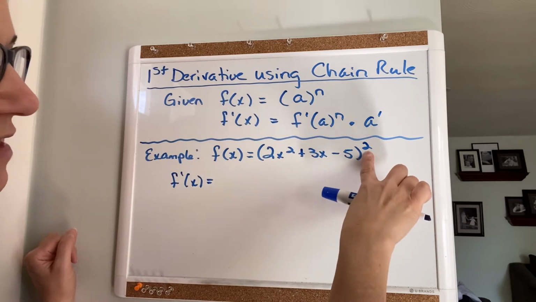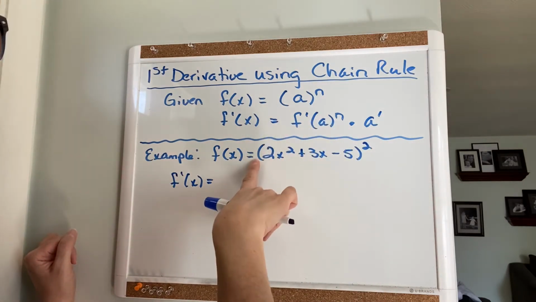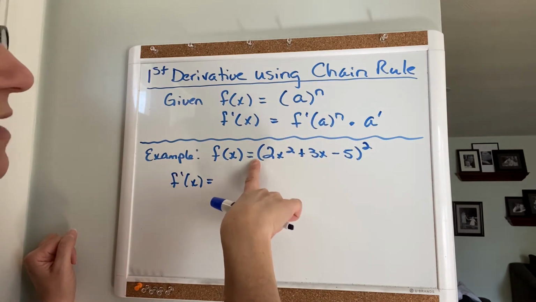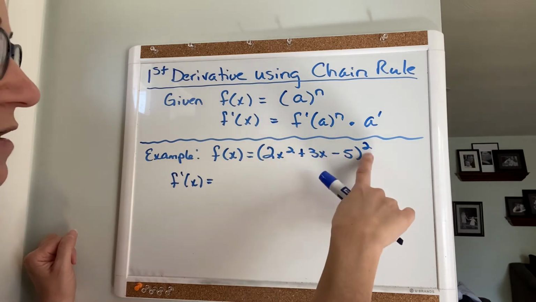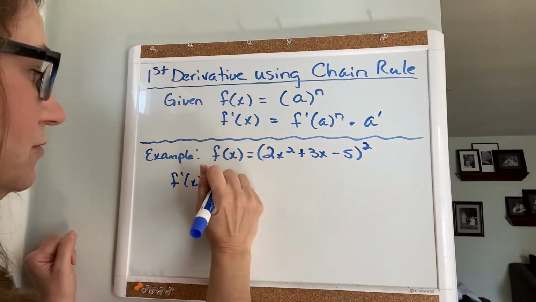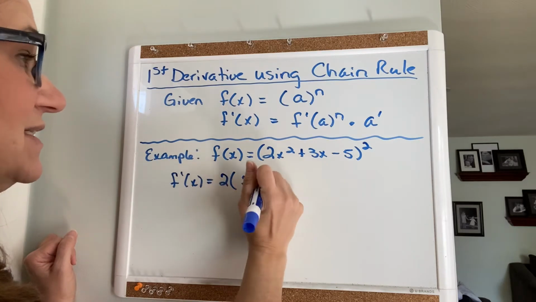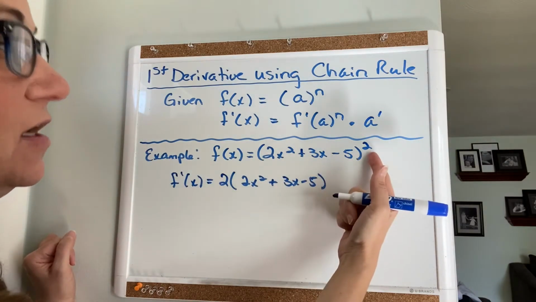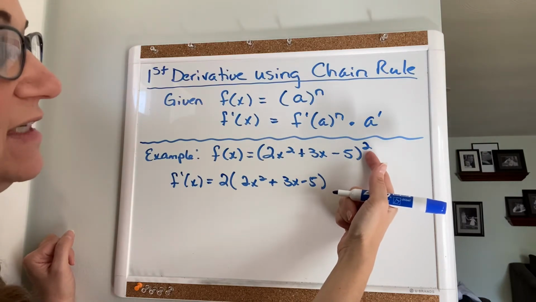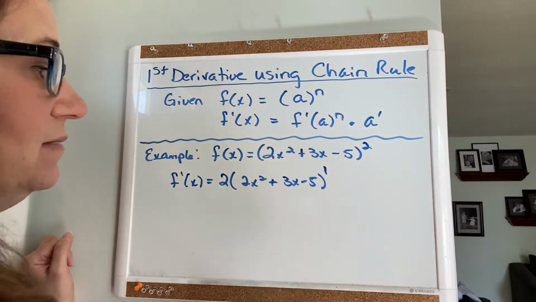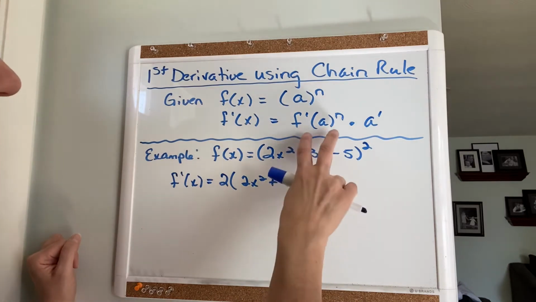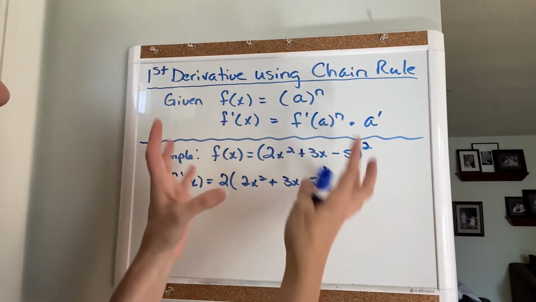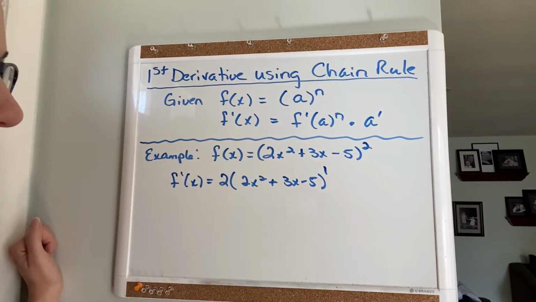So you're going to take this 2 and multiply it by the leading coefficient, which even though it's not written is understood to be a 1. So 2 times 1 is 2. And then leave what's in the parentheses, 2x squared plus 3x minus 5. And using your power rule, you decrease this exponent by 1, so this becomes to the first power. So that's the first step. You just took the derivative of the whole quantity using the power rule.